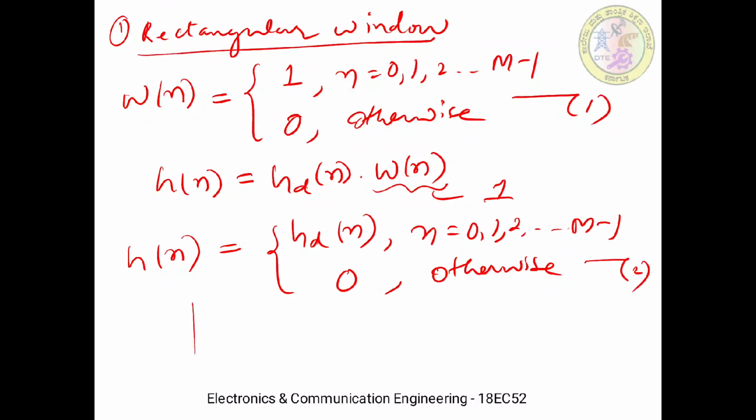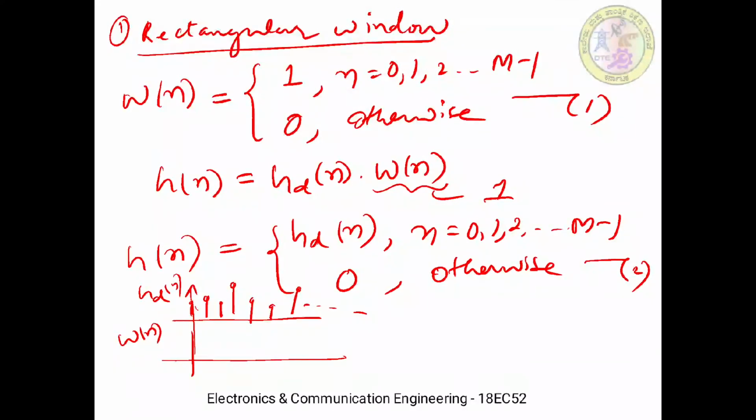It is just something like this. Assume that this is the HD of n sequence, which is an infinite sequence, and our window function W of n is assumed to have only the first 4 values: 0, 1, 2, 3.